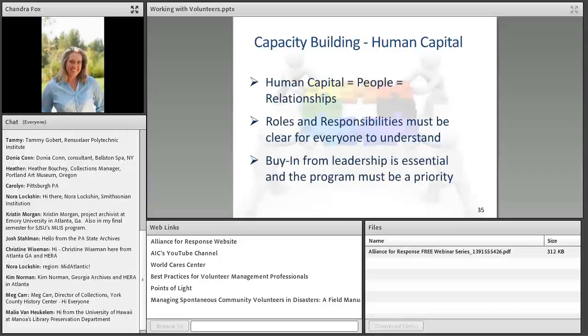And a key point here is that buy-in from your leadership is essential. It absolutely is. If you don't have support from your leadership, if you don't have support from the folks who make your program run, then you're going to struggle.